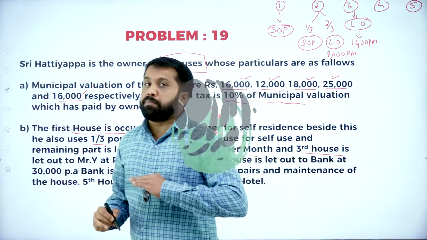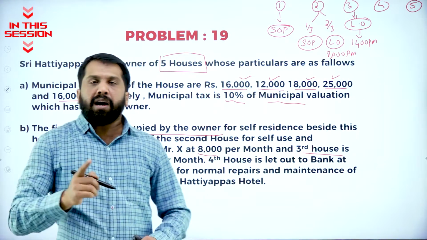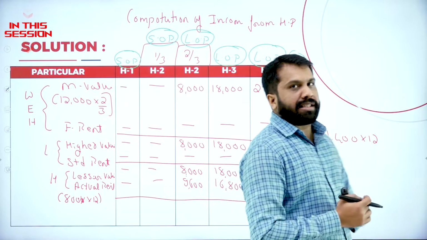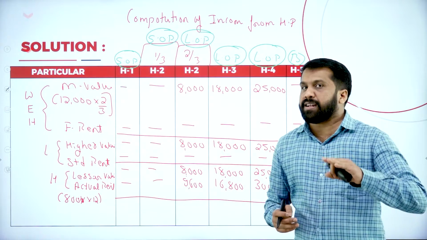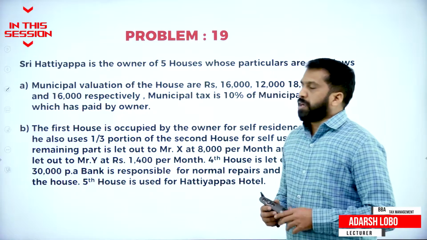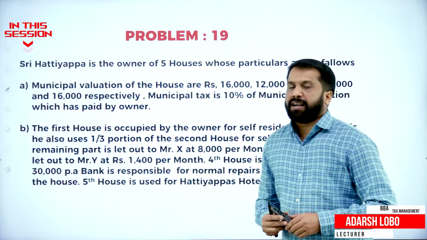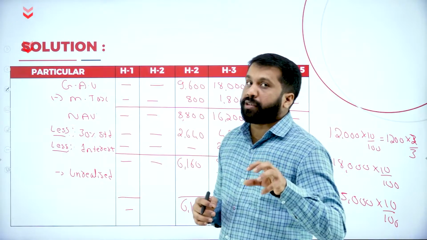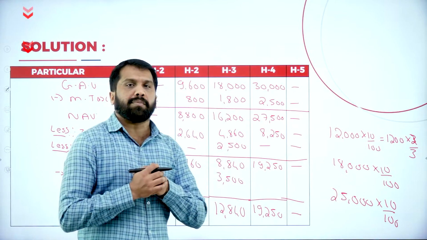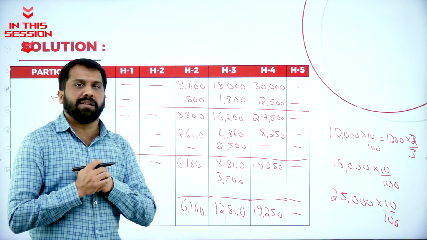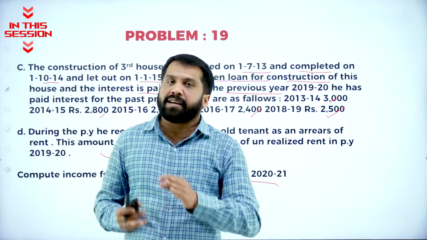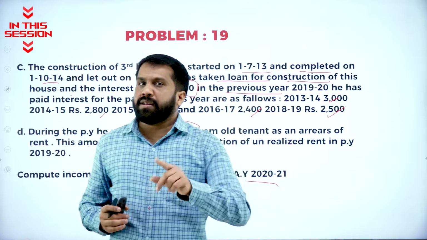House 1 completely self-occupied. House 2, 1/3 is self-occupied. 8,000 it was there, but I made it 800. This will be your question. Before we start, we will understand what your question is. You are supposed to calculate the minimum amount of tax payable. Remember, for interest you have permission only to take your previous year interest.